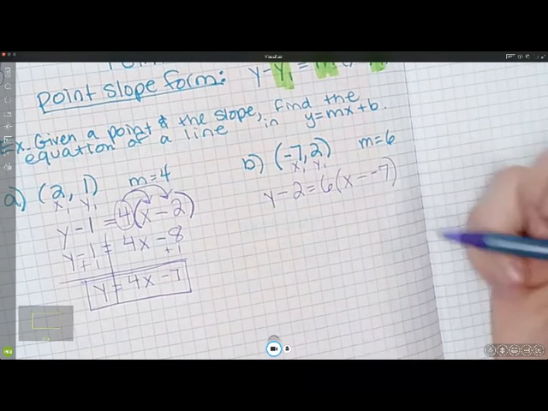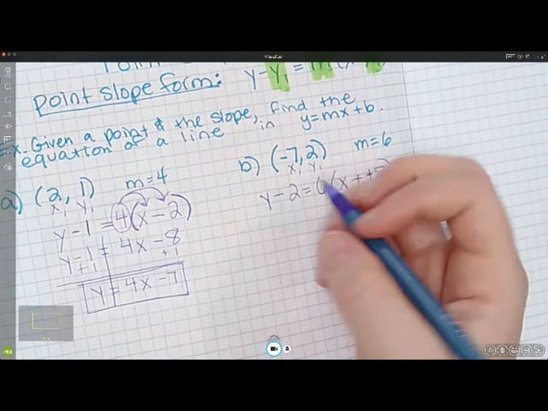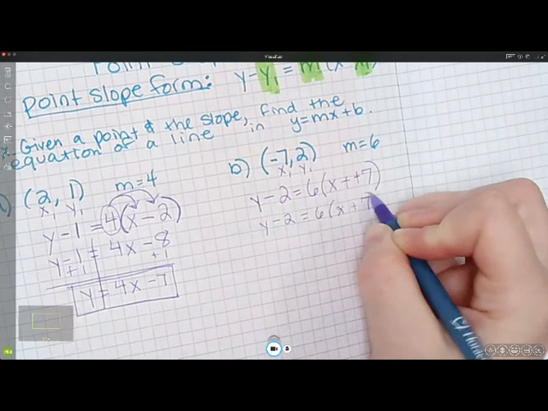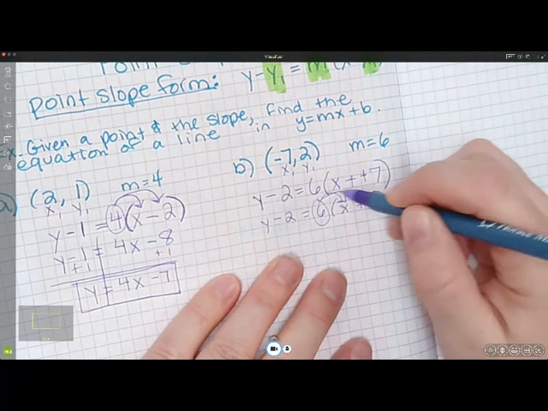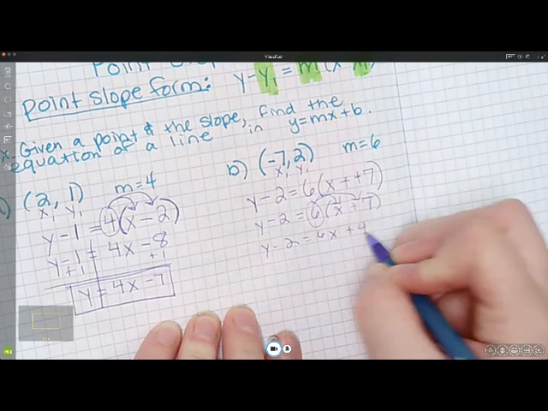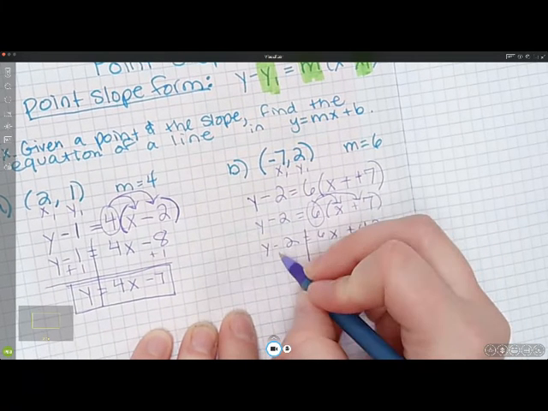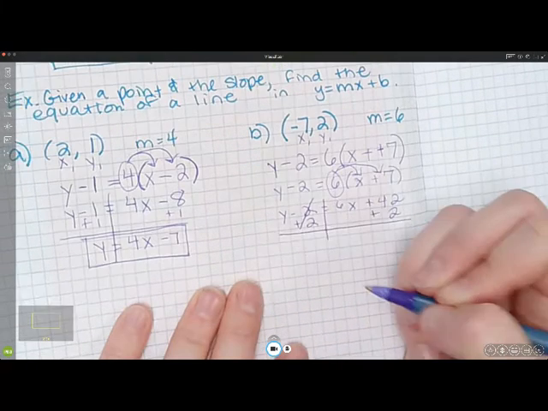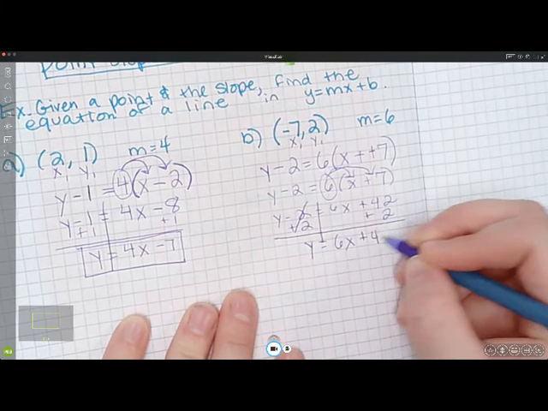So I have minus and negative, so I need to actually change that. Keep, change, flip. So now I have y minus 2 equals 6(x plus 7). We need to solve it out, so we need to distribute. So y minus 2 equals 6x plus 42. I need to get rid of this minus 2 by doing plus 2. These cancel, and I get y equals 6x plus 42 plus 2, which is 44.